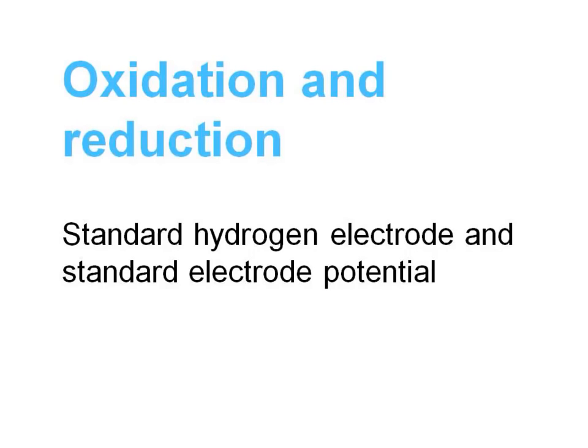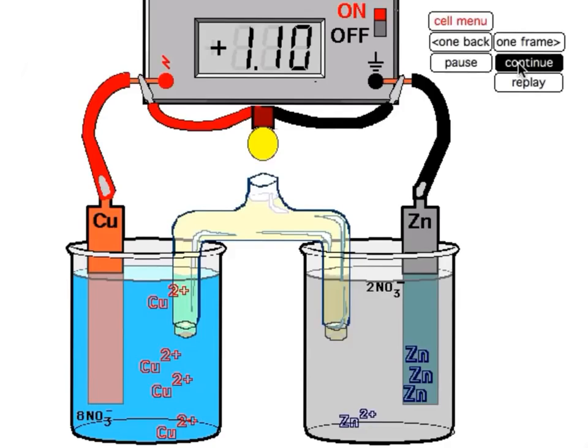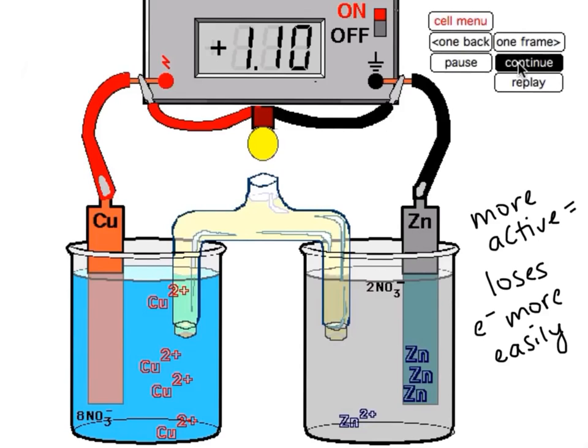In this video, we'll be taking a look at the standard hydrogen electrode and standard electrode potentials. First, let's go ahead and recall what occurs in a voltaic cell. A voltaic cell consists of two metals of different activities. The more active metal loses its electrons more easily. The more active metal will transfer its electrons, undergoing oxidation, to the less active metal ion, which is reduced.